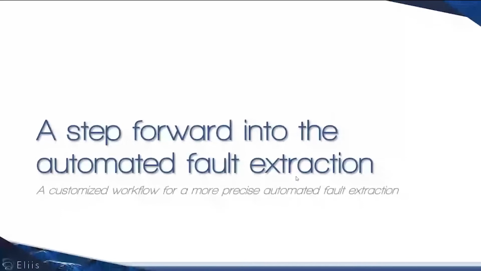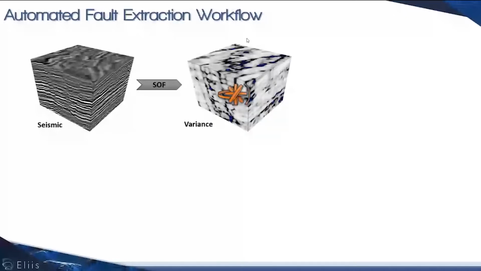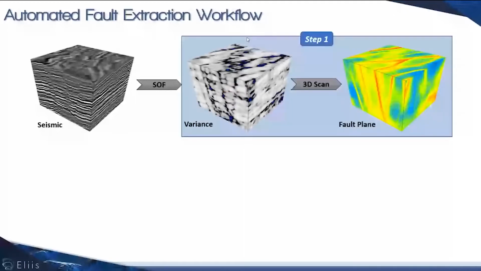As a brief recap about this workflow that has been implemented since last year, here is what we are doing in PaleoScan. We start with a seismic, and with this seismic we compute the variance. We use a scanning disk to compute the best sum of this variance, which yields what we name the fault plane attributes, which correspond to a fault probability volume. This is step one of this automatic fault extraction workflow.